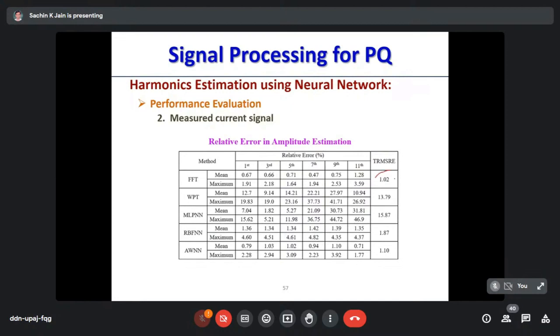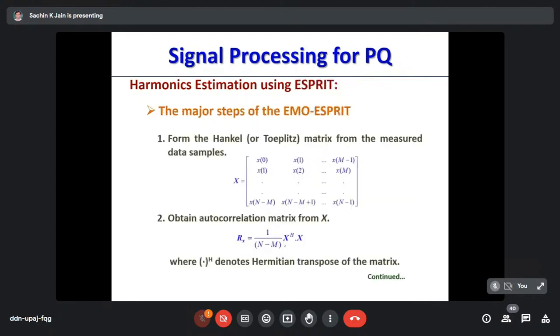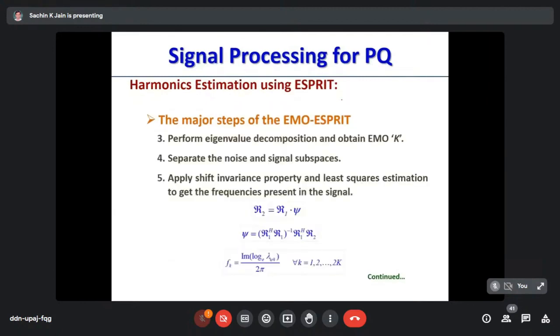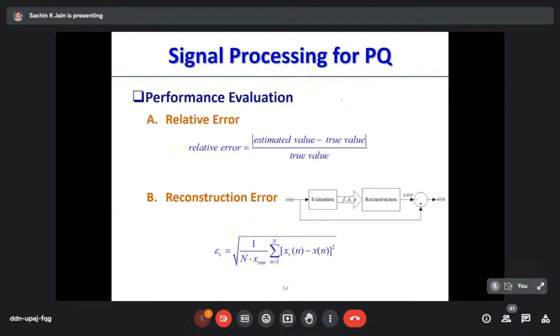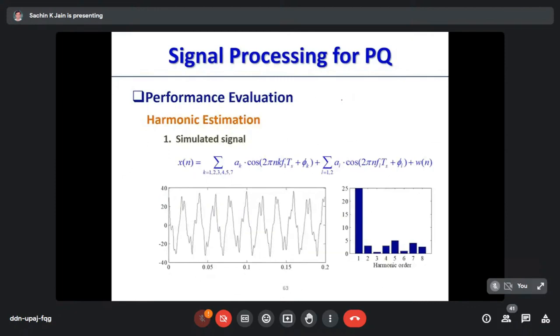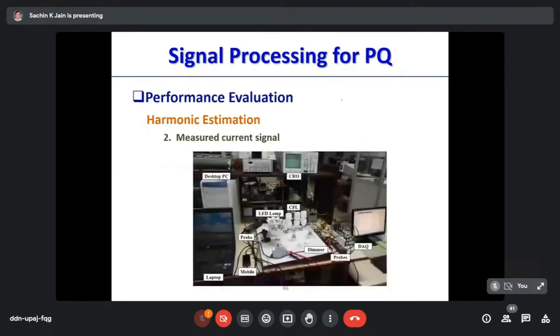Again, you see the performance is comparable to FFT, but the advantage is that FFT requires one complete cycle, while this is providing output with just half cycle data. Okay. The next method that I have demonstrated here is about split. I will skip these results because you can find them in one of our research papers, which is available online. These are just a demonstration of the results of those methods, how we have done the experiments.